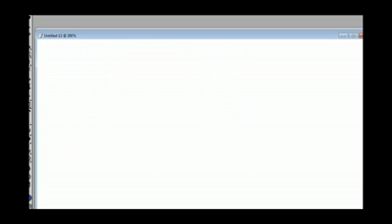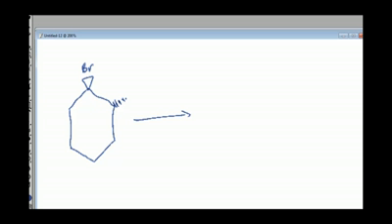We could look at a slightly more complex example. Let's do a cyclic compound. We'll put our bromine here coming out at us. And I'm going to put a methyl group going into the page here. And let's use this same attacker.